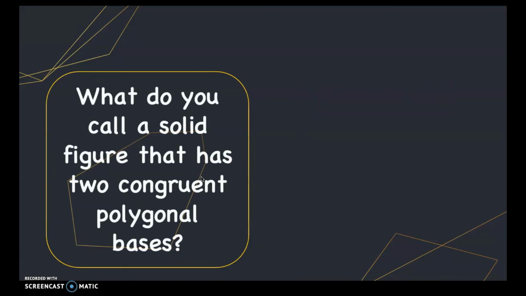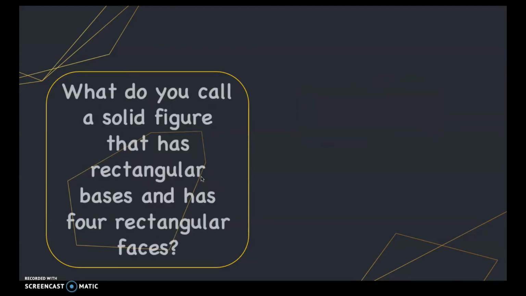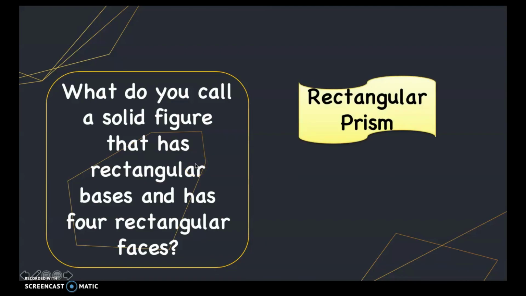Next, what do you call a solid figure that has two congruent polygonal bases? As long as there are two bases of congruent polygons, therefore it's a prism. And what's the name of the prism? It doesn't say here the name of the base, therefore it's just a prism or a cuboid in general. Next, what do you call a solid figure that has rectangular bases and has four rectangular faces? If the faces are rectangles, that means it's a prism. And it says here that the bases are rectangles, so therefore it is a rectangular prism.